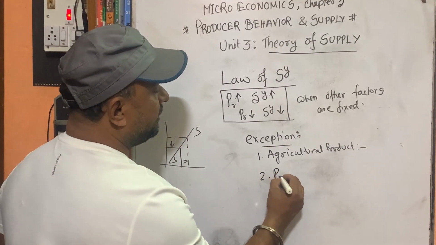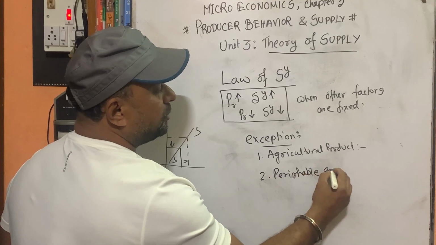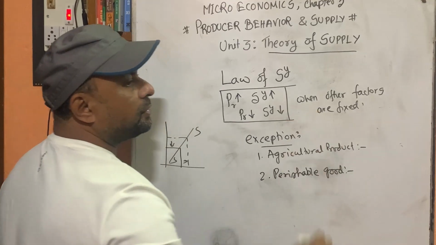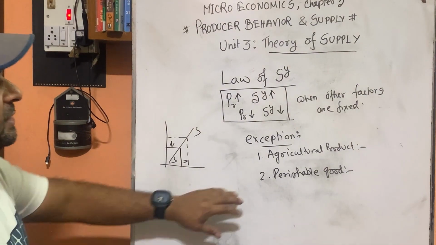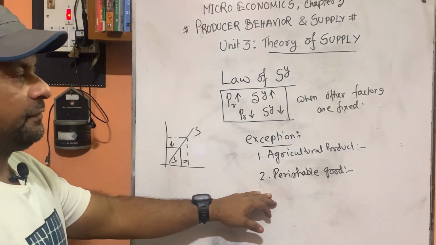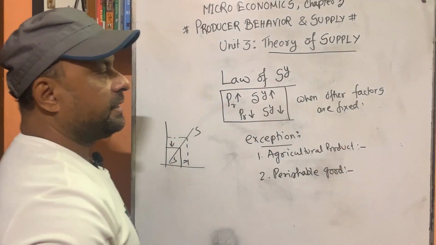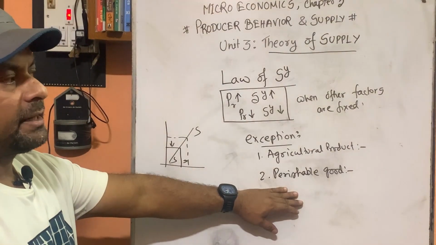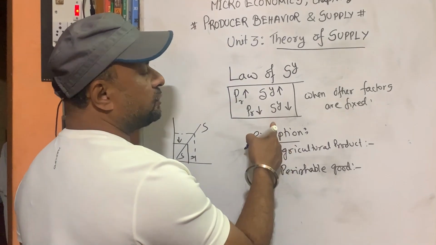The second one is perishable goods. Perishable goods means those goods which we cannot store for a long period. Suppose milk, vegetables, fish, various food items, fruits, these are perishable goods. They will rot after a certain period of time. So the producer cannot hold his product when the price increases. So whatever the price in the market, he must sell. Price may be high, may be low, but he has to sell.